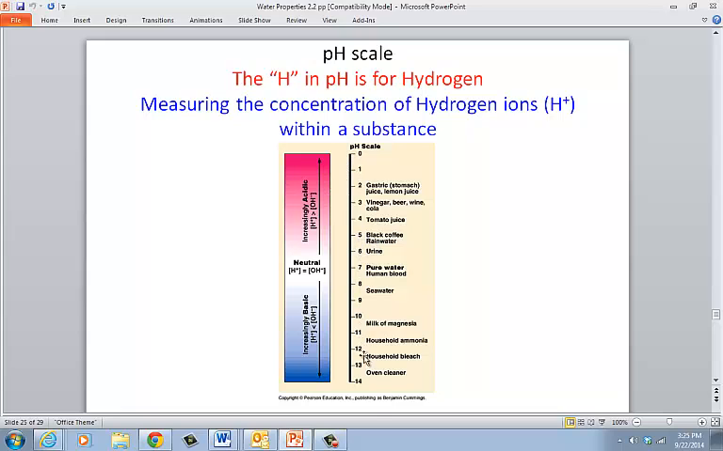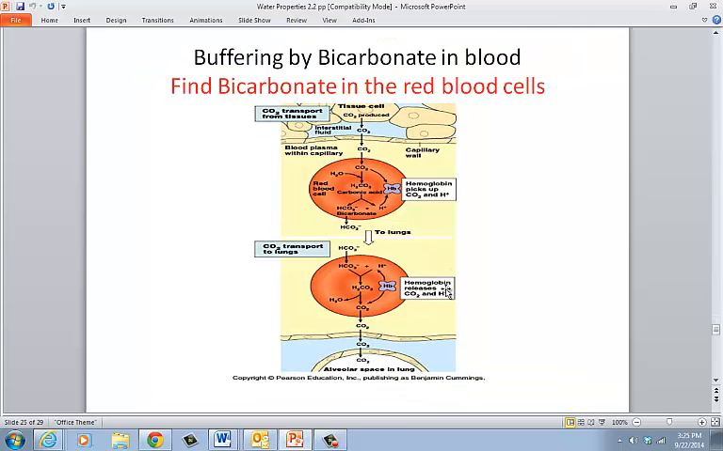A real easy way to remember that is A, acid. A comes before B alphabetically. So on this scale, we're going to find acids before we find bases. Very simple way to measure it.